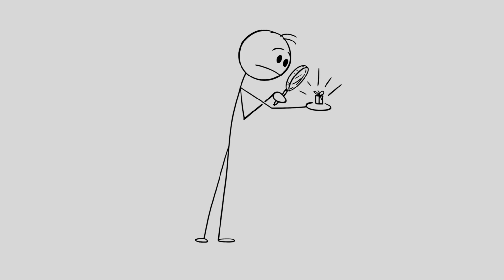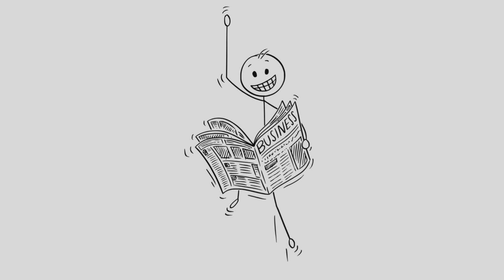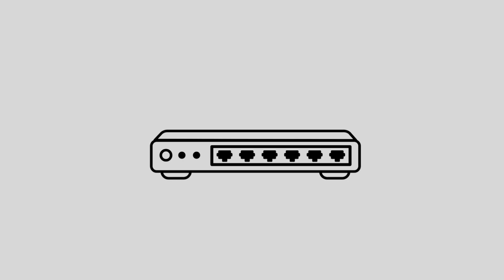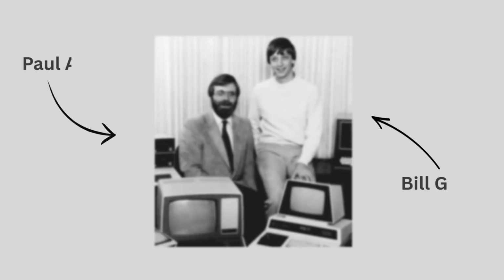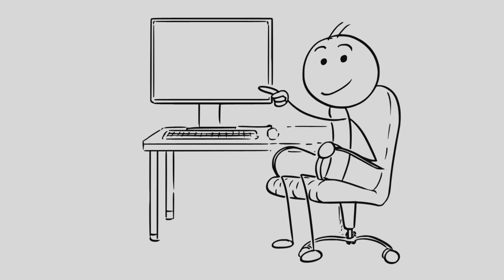1975. A small kit computer called the Altair 8800 is featured on the cover of Popular Electronics magazine. It had no screen, no keyboard. You programmed it with switches. But hobbyists went crazy for it. Two guys named Bill Gates and Paul Allen wrote software for it and started a little company called Microsoft.